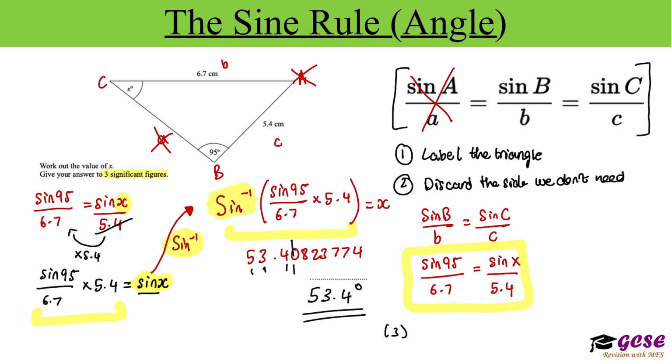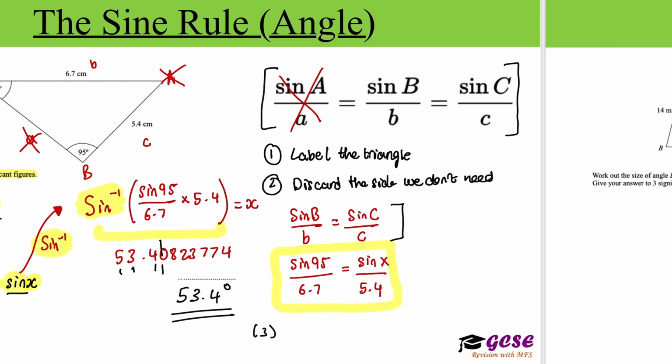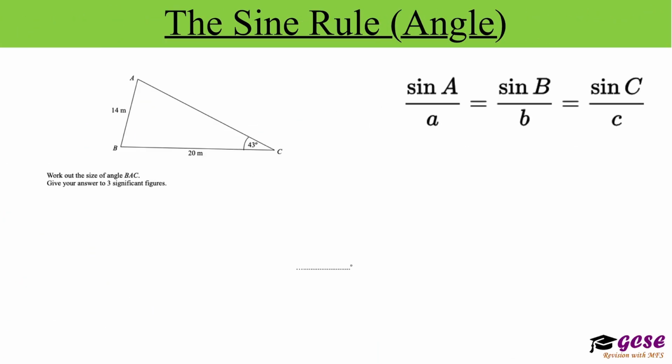Okay, so again, if we go through how we solve this question, first of all, you label your triangle. With any question involving the sine or cosine rule, you have to label your triangle. And then you discard the side which you don't need. So you're left with a really much simplified formula, which we have here. Then you substitute in the values that you're given on the triangle, and then you rearrange to find out the value of x. Okay, now I do have another question which we're going to go through, and it's really similar.